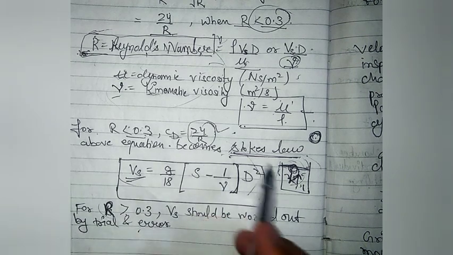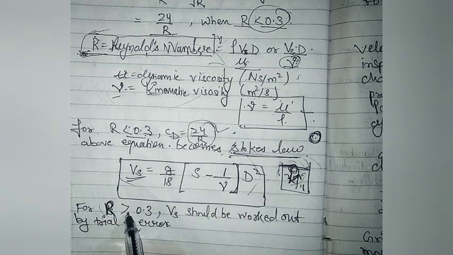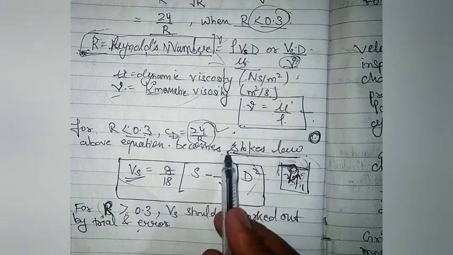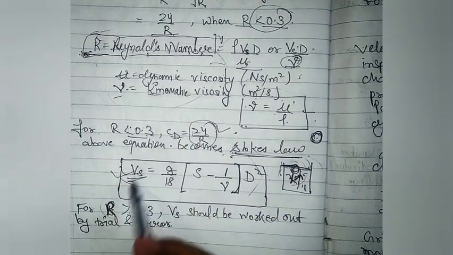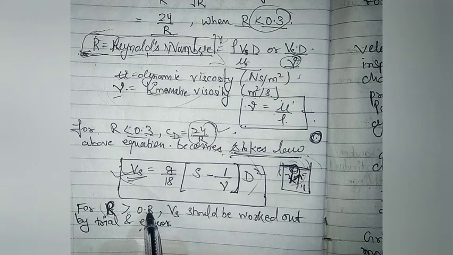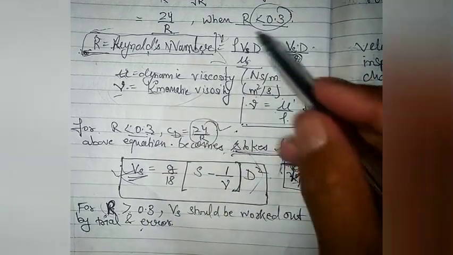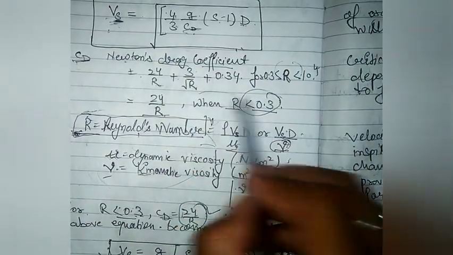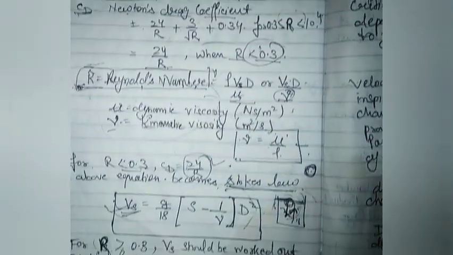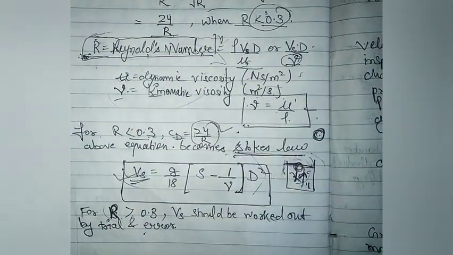Okay, so if your R is less than 0.3, then we are going to use this equation, and if R is greater than 0.3, then we are going to use the value of CD as this, and we are going to calculate the value of Vs by the trial and error method.